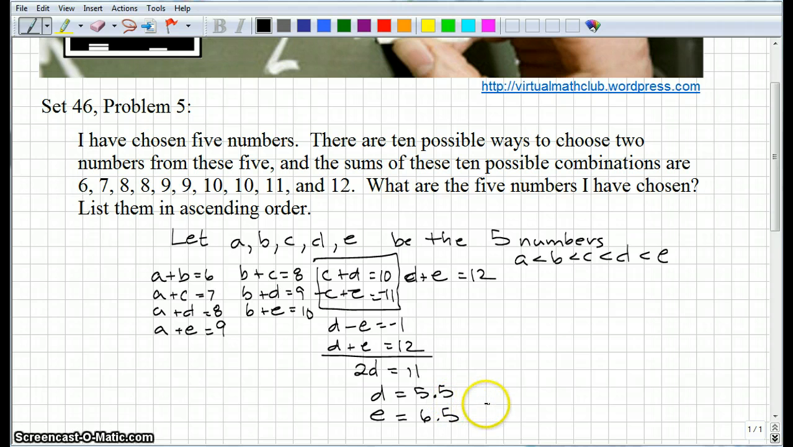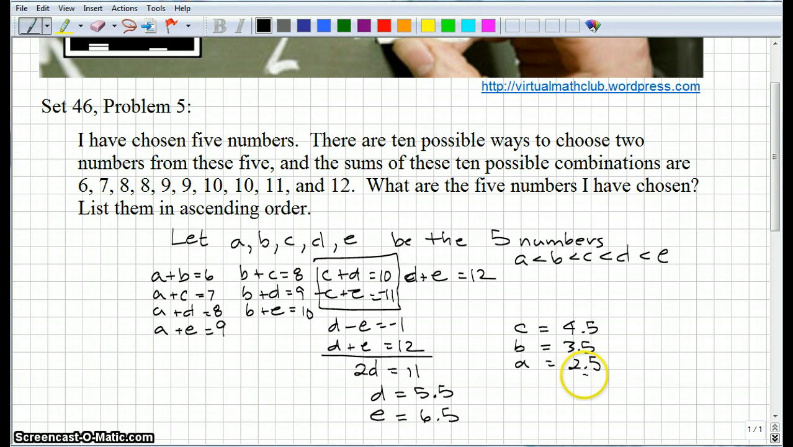And then I can solve for the rest of them. So let's go with C. Now I know that C plus D is 10, and D is 5.5, so C has to be 4.5. If I'm looking for B, now I know that B plus C is 8, and C is 4.5, so B has to be 3.5. And A plus B is 6, and B is 3.5, so A has to be 2.5.